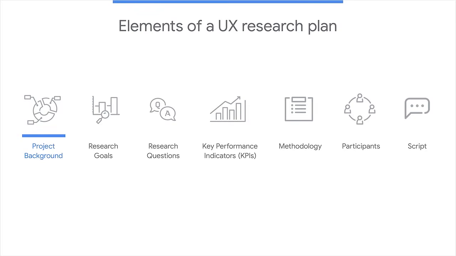That's it. You now know the 7 elements of a UX research plan: the project, background, research goals, research questions, key performance indicators, methodology, participants, and script. You're ready to create your own plan, and you've completed the first of the 4 steps in a UX research study: plan the study. Congratulations. Next, we'll discuss respecting privacy and user data when conducting research. These are important considerations to keep in mind as you develop your plan and conduct the study.